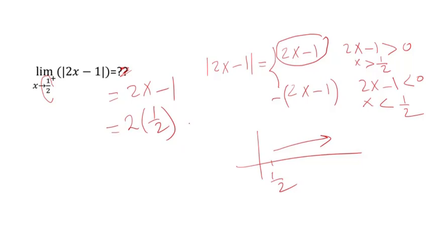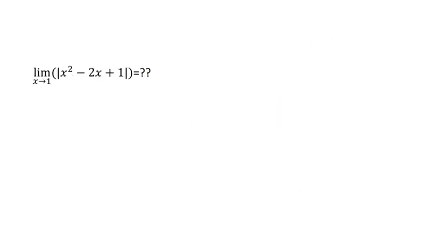But anyway, 2 times 1/2 minus 1. So 2 times 1/2 is just 1, minus 1, which evaluates to 0. Again, this happens to be 0. In this case, it doesn't matter. But if it was 1 divided by 0, then is it 0 negative or 0 positive? Because that's what will determine if it evaluates to negative infinity or infinity. So here's another example.